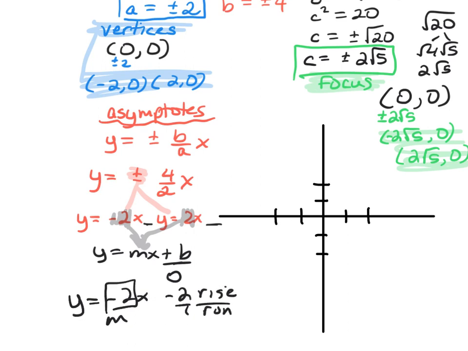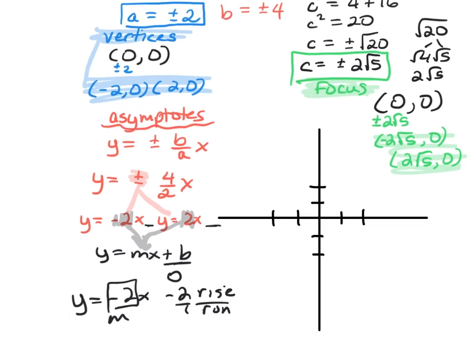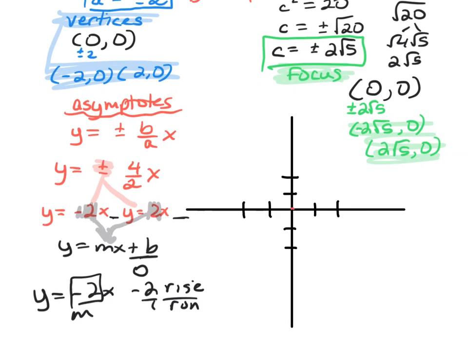So when I go to graph my asymptotes, I'm going to start at 0, 0. I'm going to rise 2 and run 1. So if I do the -2 first, I'll go down and to the right, or I could also go up and left. I'm going to connect the dots. That's my first asymptote. This is the equation y equals -2x.